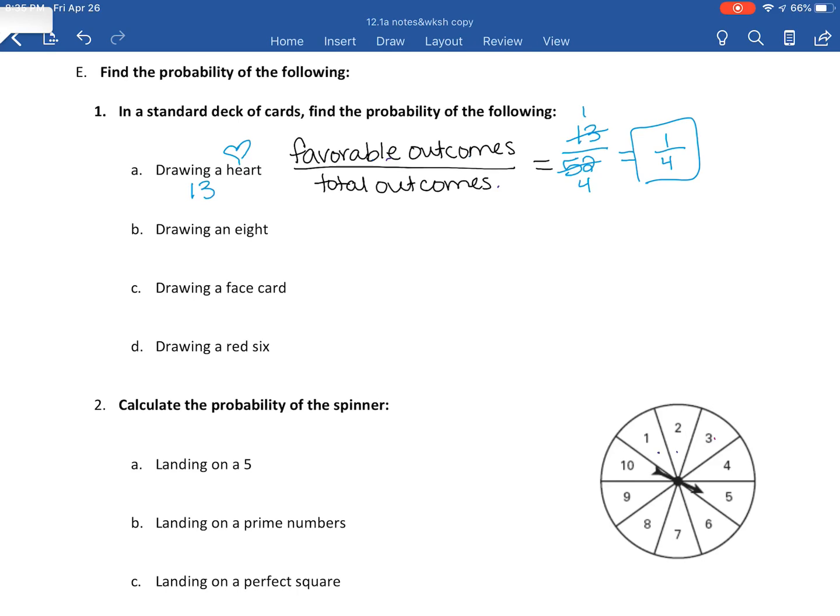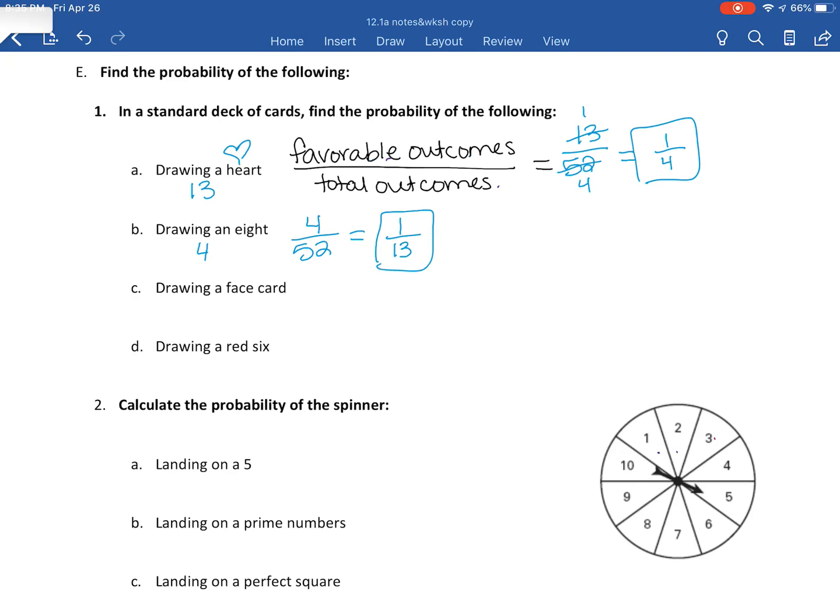Let's look at the probability of drawing an 8. Well, there are 4 8s in a deck of cards. 8 of hearts, diamonds, clubs, and spades. So that means there are 4 favorable outcomes out of our 52 total. So when we simplify that, we'll get the probability of drawing an 8 is 1/13.